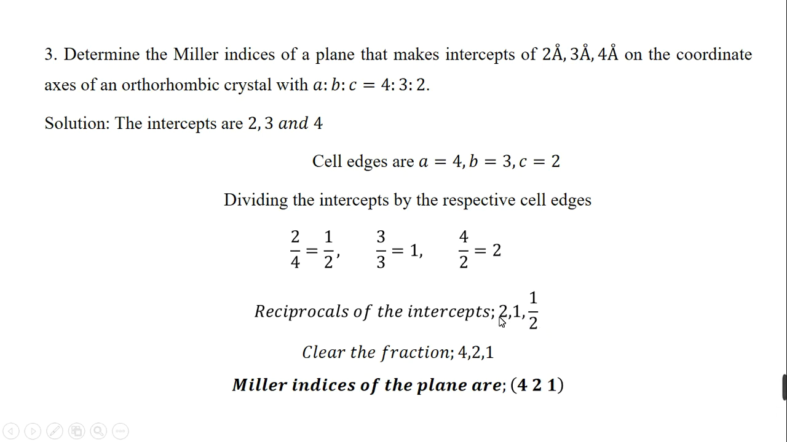So multiply each of these by 2. 2 into 2 is 4, 2 into 1 is 2, and 2 by 2 will be 1. So your Miller indices are 4, 2, 1.